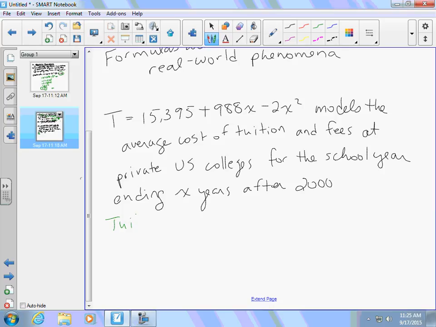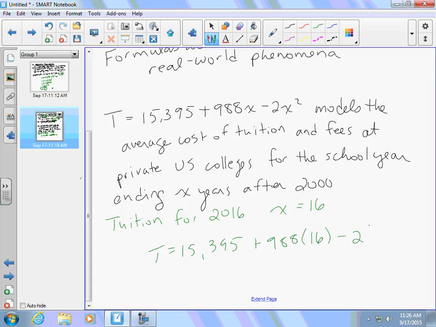So this school year ends in 2016. So x years after 2000, the value of the variable x will be 16. So we'll substitute that in. So T equals 15,395 plus 988 times 16 minus 2 times 16 squared. And use your calculator and come up with that beautiful tuition amount, and compare that to what you're paying to be a student at NSCC.